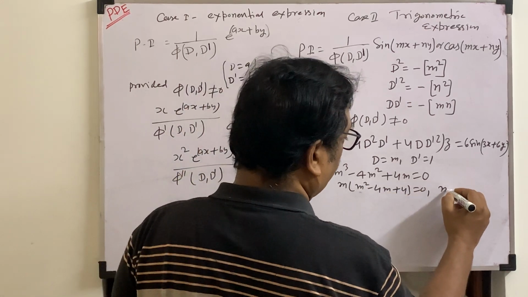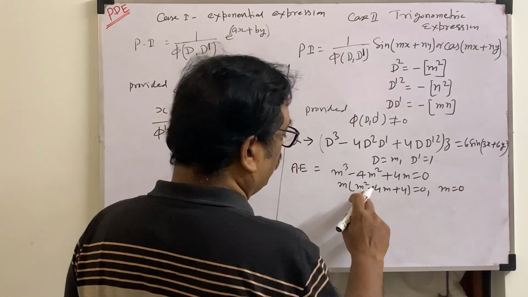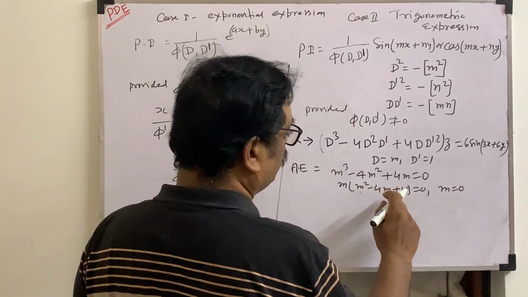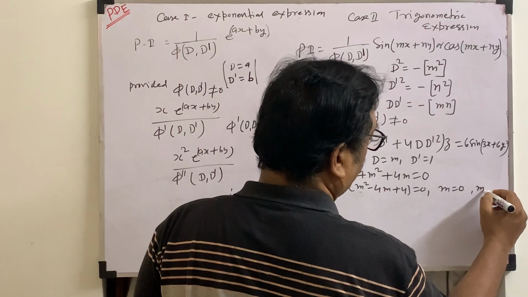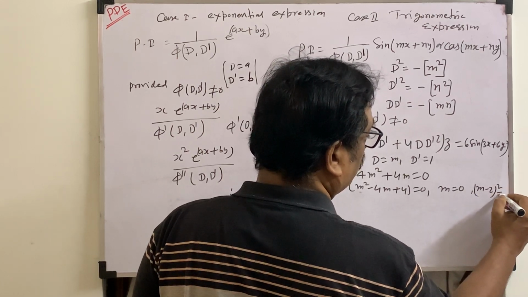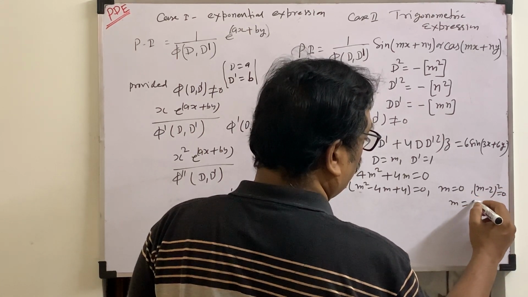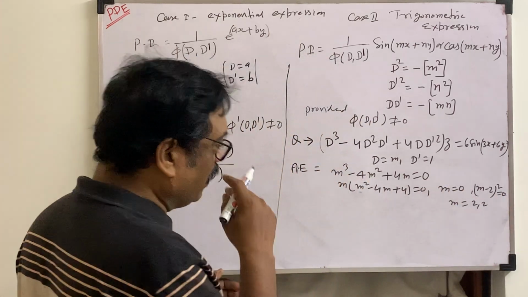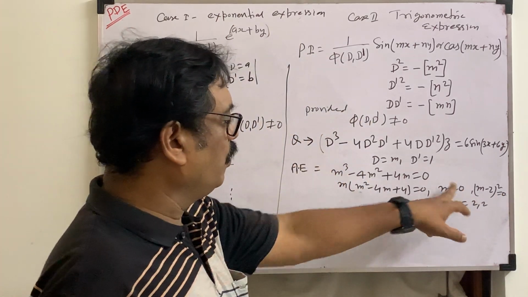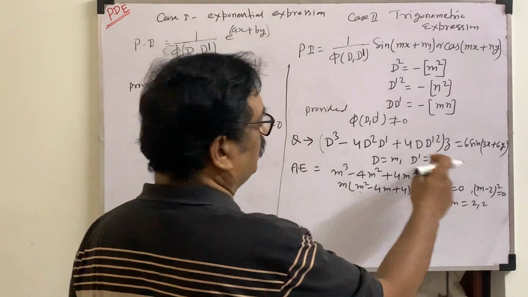So that means m equal to 0, one root. Then m square minus 4, so m minus 2 whole square will come. m minus 2 whole square equal to 0, so m equal to 2, 2. So 3 values come. If it is a 3-degree equation, 3 roots will come. These m are the roots of this equation.